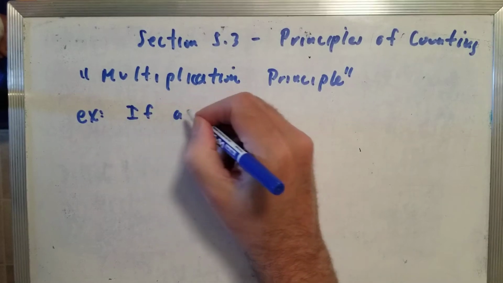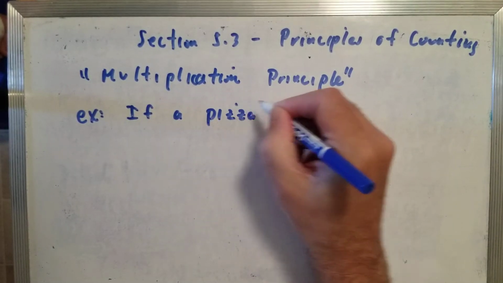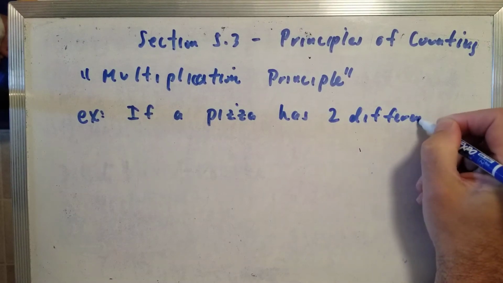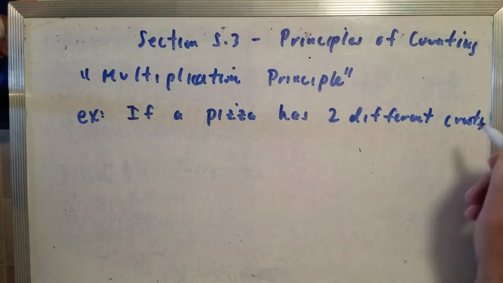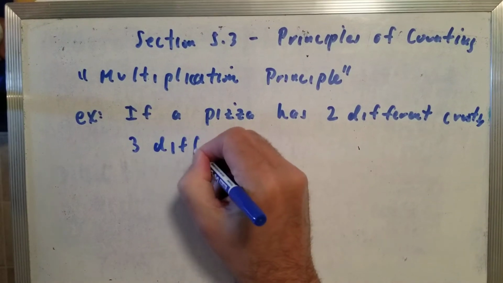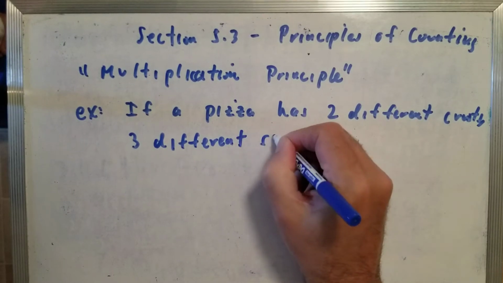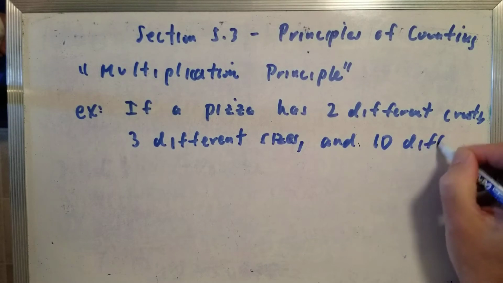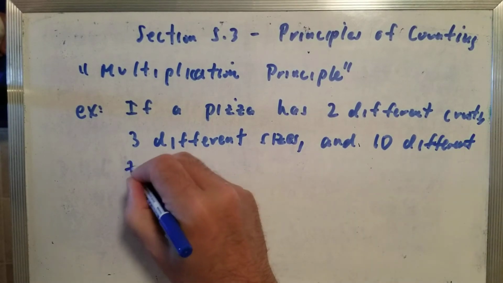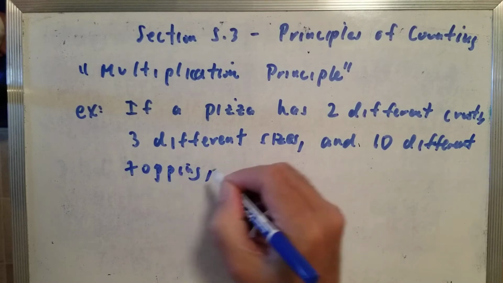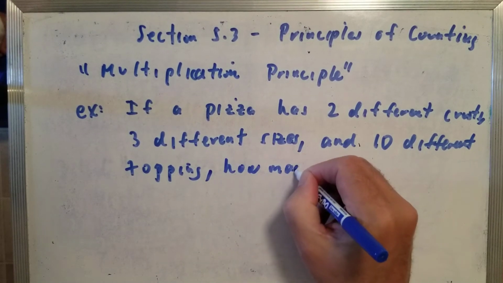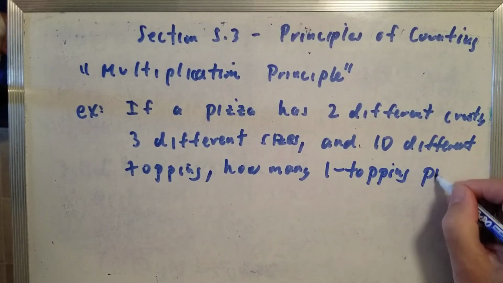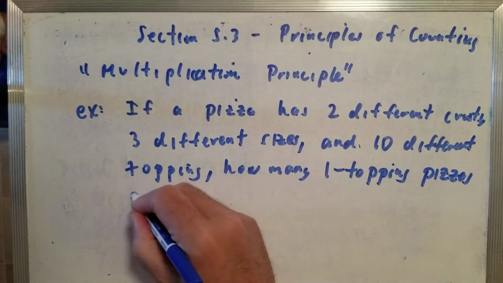If a pizza has two different crusts, three different sizes, and 10 different toppings, how many one-topping pizzas are there?